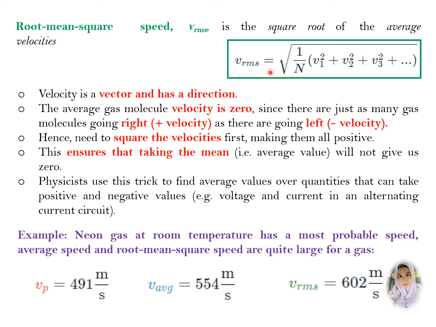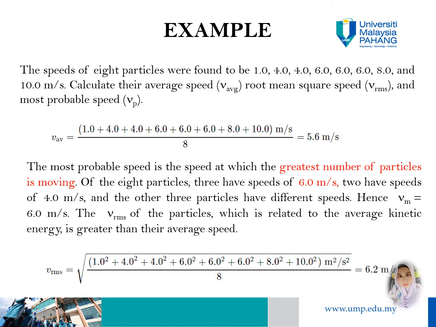The root mean square speed is the measure of the speed of the particles in a gas, defined as the square root of the average of the velocity squared of the molecules in a gas. For example, the speeds of X particles were found as stated here. The question asks you to calculate the average speed, V average, root mean square speed, Vrms, and the most probable speed, Vp. The average speed of an object is the total distance traveled by the object divided by the elapsed time to cover the distance.